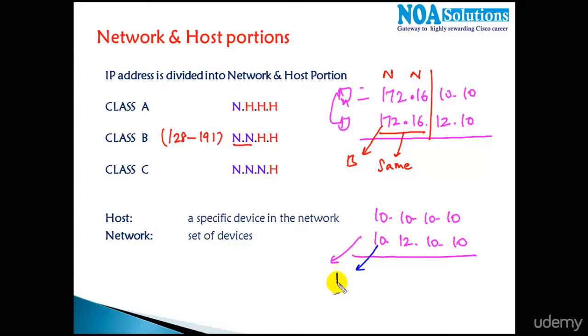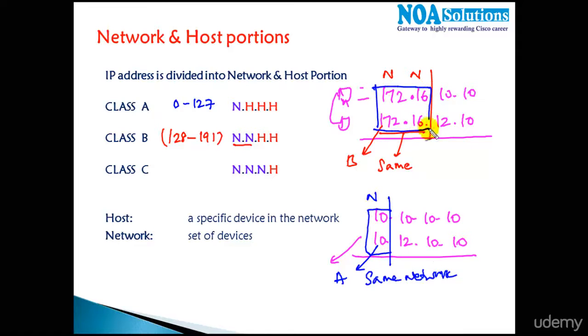Now by seeing it, we can say they are in different networks, because first thing we need to identify is the class. It's an A class address because it's from 0 to 127, the A class range. In the A class there is only 1 network portion. Yep, 1 network portion. Sorry, I said different, but they are in the same network. Now why are they in the same network? Because we just need to compare only the first portion.